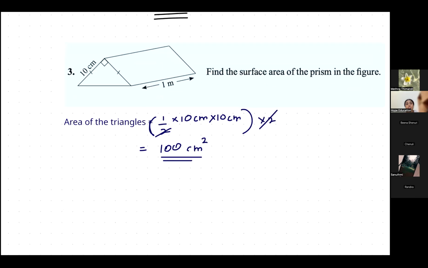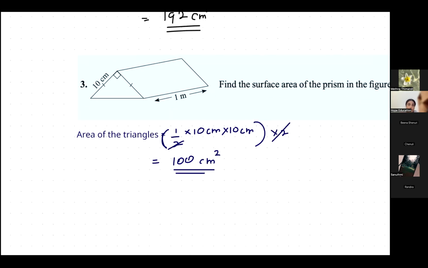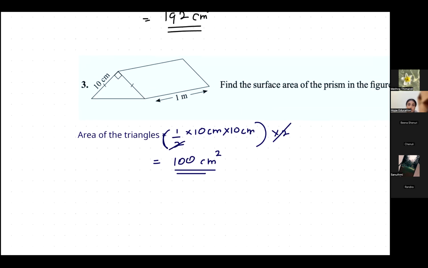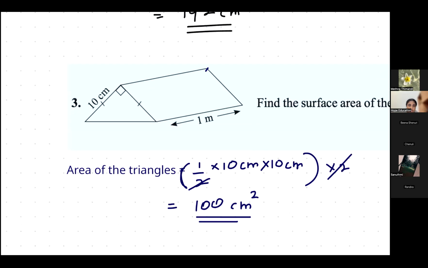Now let's look at the rectangles. Before that, children, if we look at the rectangles, I will complete the prism inside this a little, so it is easier for us to understand. Something like this, no? So here, if you take this rectangle, we know the length is 1 meter, the breadth is 10 centimeters. So we can find its area. If you take this one, its length is also 1 meter, breadth 10 centimeters. So we can find this one too. What about this?